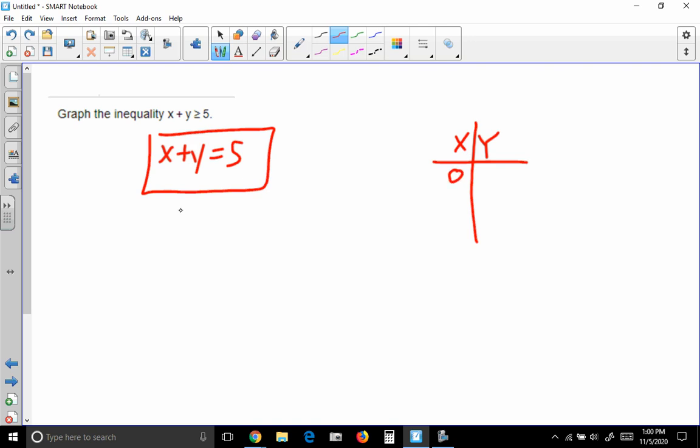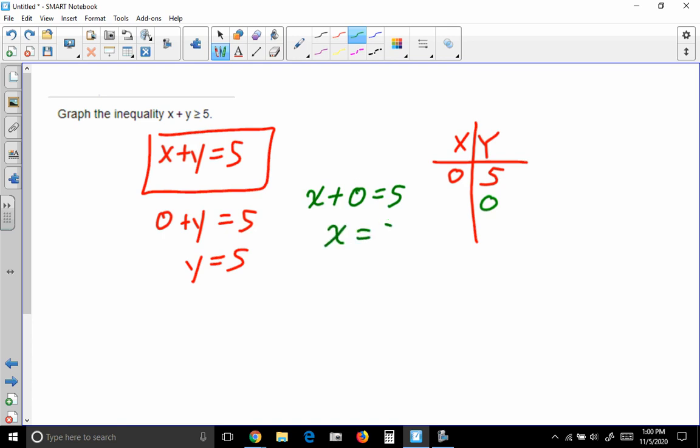So I'm going to put a 0 for x and see what the y-intercept would be. So if we let x be 0, 0 plus y is y. So when x is 0, that corresponds to y being 5. Now if we let y be 0, we can find the x-intercept. So this time, instead of plugging in for x, we plug a 0 for y. x plus 0 is x. So that makes the x-intercept also 5.